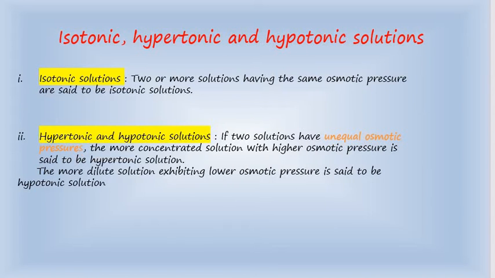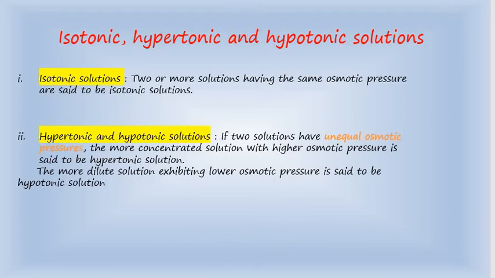Now, what are isotonic, hypertonic and hypotonic solutions? Isotonic solutions are two or more solutions having the same osmotic pressure. For example, 0.1 molar urea solution and 0.1 molar sucrose solution have the same osmotic pressure, so they are called isotonic solutions. Such solutions have the same molecular concentration but different concentration in gram per liter. If these solutions are separated by a semi-permeable membrane, we will not see any flow of solvent in any direction.